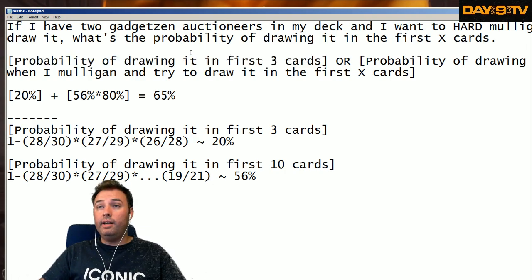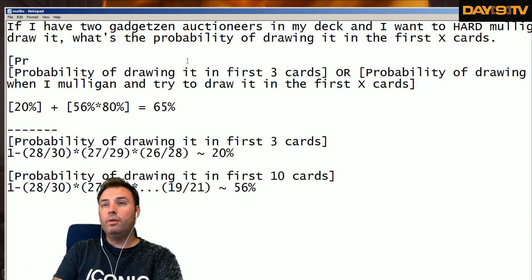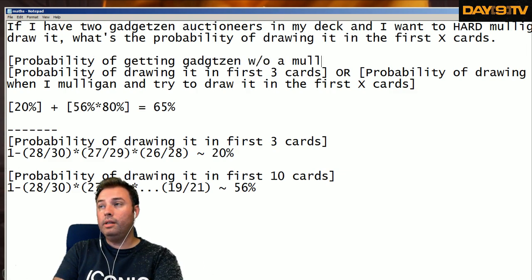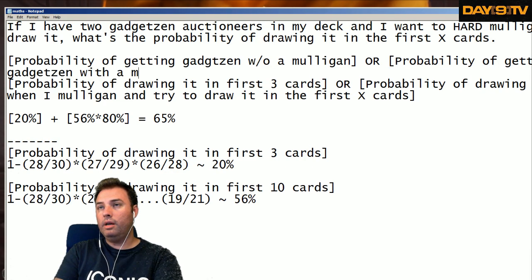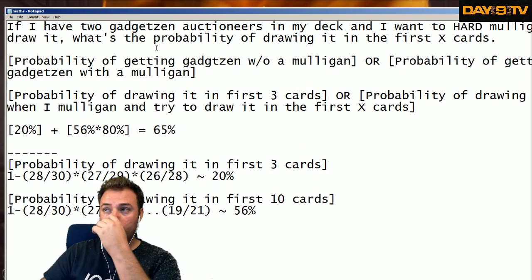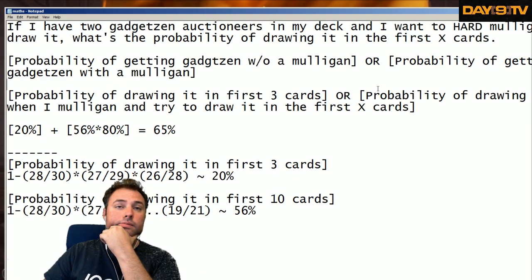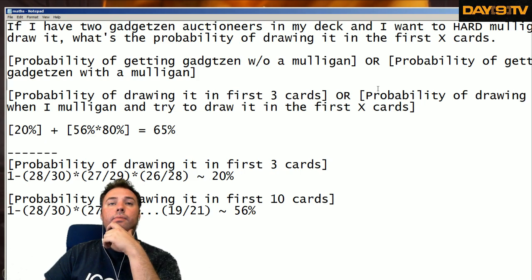So this is the probability. I can write this another way: probability of getting Gadget Zen without a mulligan, or probability of getting Gadget Zen with a mulligan. So it's either this or it's this. If you mulligan them, you can't draw the mulligan phase out. You can draw their copies, but not them.